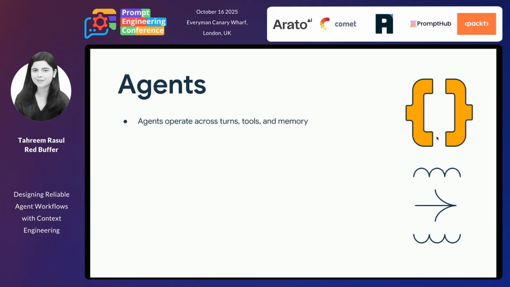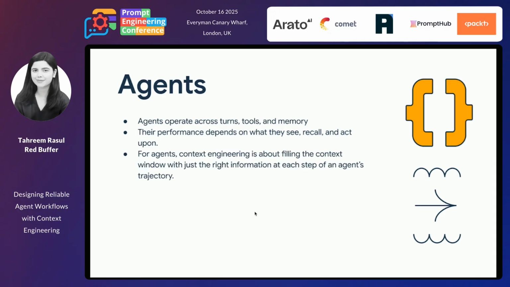So essentially, agents operate across tools, turns, and memories, and their performance depends, at each step in time, on what they see, what they recall, and what they act upon. And for that reason, context engineering for agents becomes even more critical because this is about filling the context window of the agents with just the right information at each time.